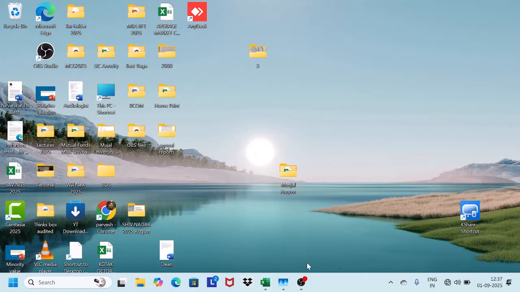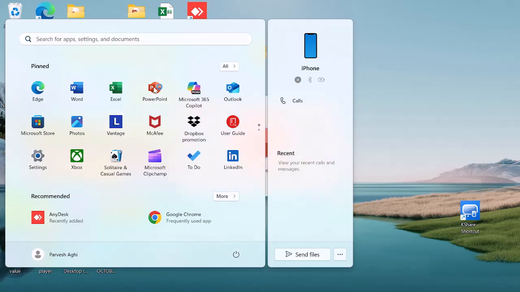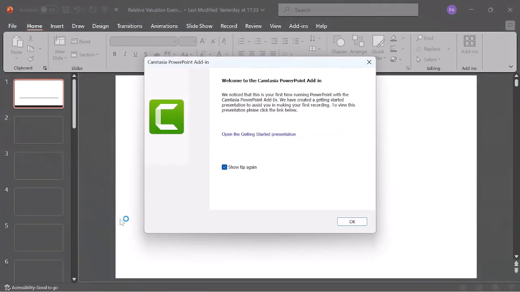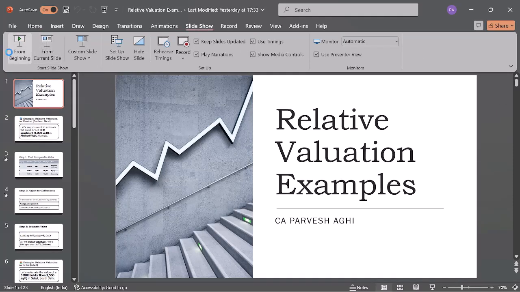So I'm just going to open another, first I'll take you through a presentation, which has the examples. I was covering examples last time, so I'm just going to cover one relevant example here.